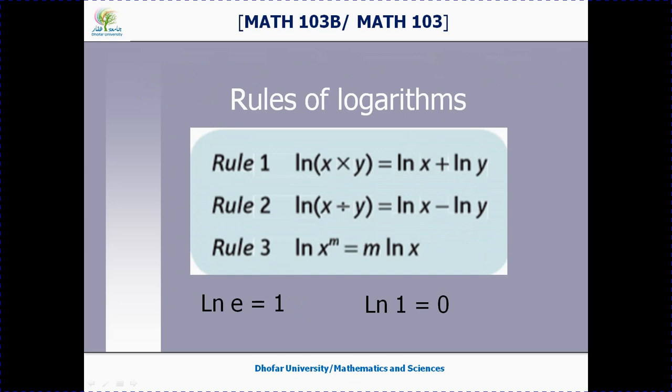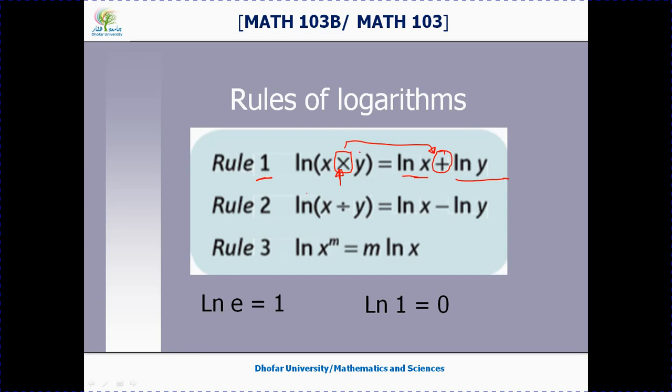I said ln is a natural logarithm, so it is logarithm. So all rules of logarithm will be applied. Rule number 1, if you remember: ln xy, ln x multiply, this is multiplication. So ln xy equals ln x plus ln y. So now here I have addition, and here I have multiplication. So as you see, multiplication inside the ln becomes addition outside the ln.